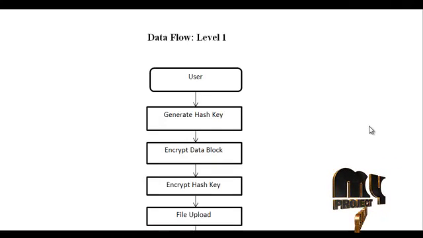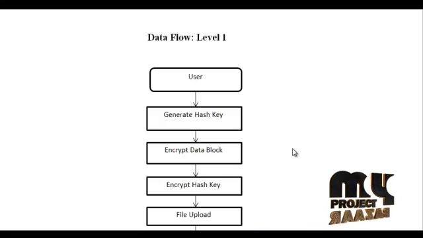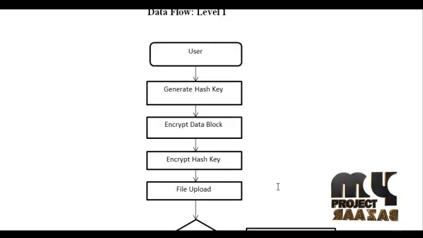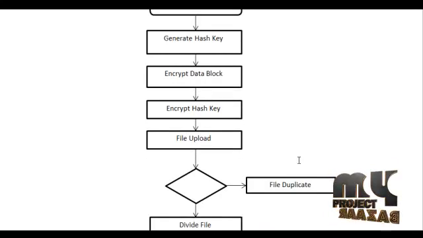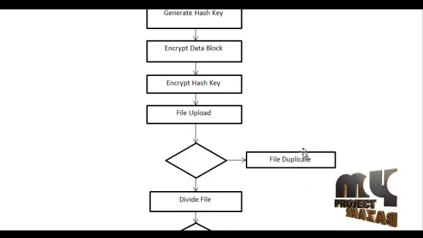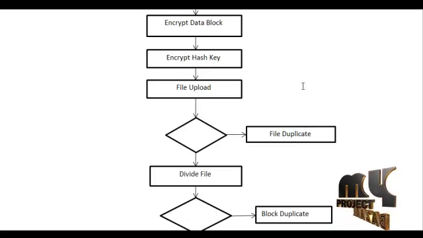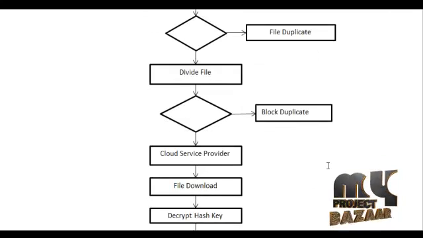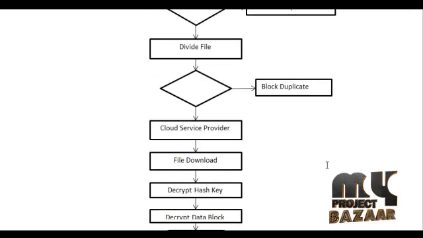First of all, the user has to select the file, generate the hash key for the file, create the tag, encrypt the data block using the hash key, and encrypt the hash key for security. After encrypting, the file should be uploaded. In file level duplicate check, the file is compared with the cloud server. In block level duplicate check, the block is compared with the cloud server. After comparison, the file is uploaded.